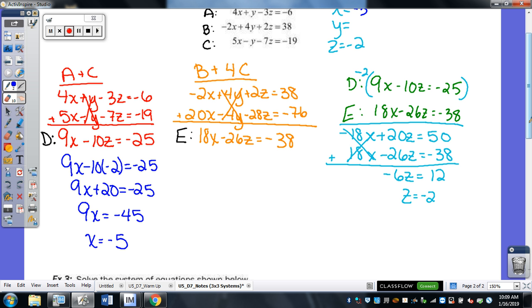So again, last one, we need to figure out y now. So we pick one of the 3 originals. Oh, let's go with C. So I'm going to put negative 5 in for x and negative 2 in for z. Again, I chose to use equation C, C as in cat. You could have used A or B. So negative 25 minus y plus 14 equals a negative 19.